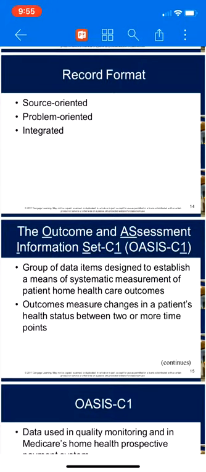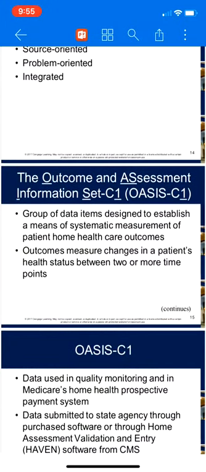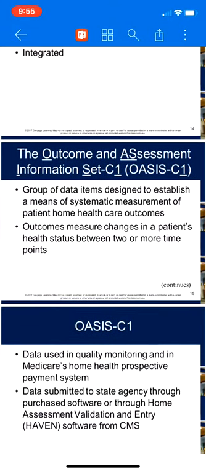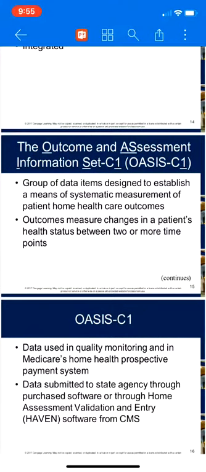All right, moving over to page 458. There are several methods in gathering and reporting the OASIS C1 information. Some home health agencies gather all of their information electronically in the field and then transmit the data. Others gather information on paper and manually enter the data into an electronic file, called encoding. Others gather the data on paper and scan the information. Data also are submitted in a variety of ways.